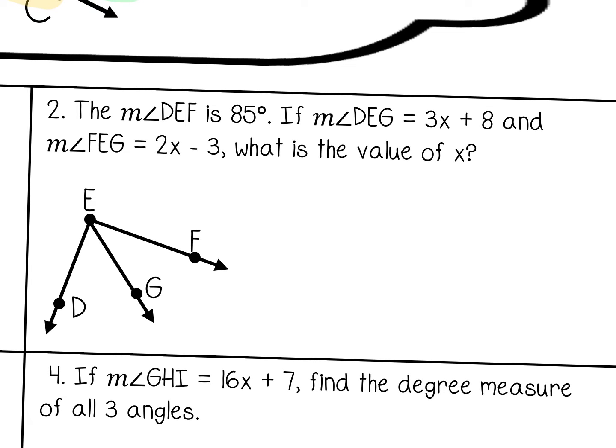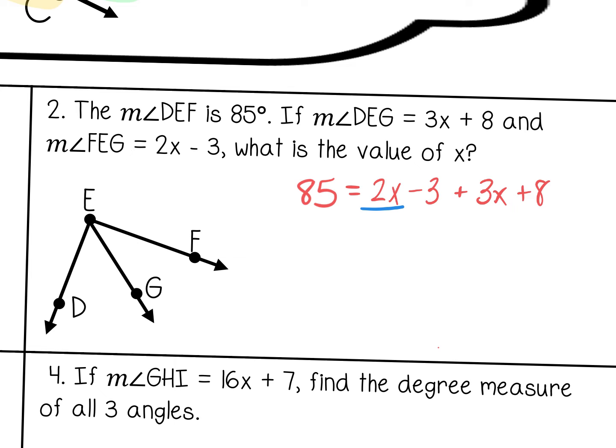Okay, number 2. The measure of angle DEF, that's our whole angle, because we go DEF. So the whole angle is 85. If DEG, this piece, is 3x plus 8, and FEG is 2x minus 3, what is the value of x? Just like with the segments, we know the whole thing is 85. So the sum of the two pieces, 2x minus 3 plus 3x plus 8. We add the two pieces together to get the whole thing. So now we can solve our equation.